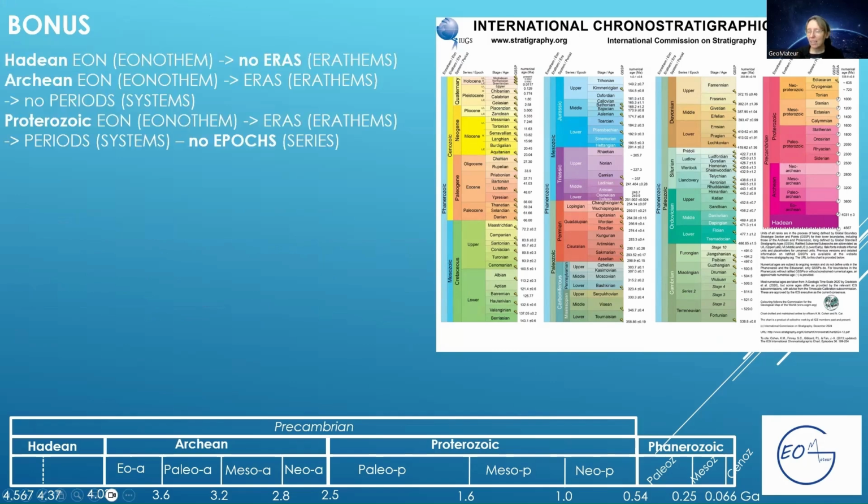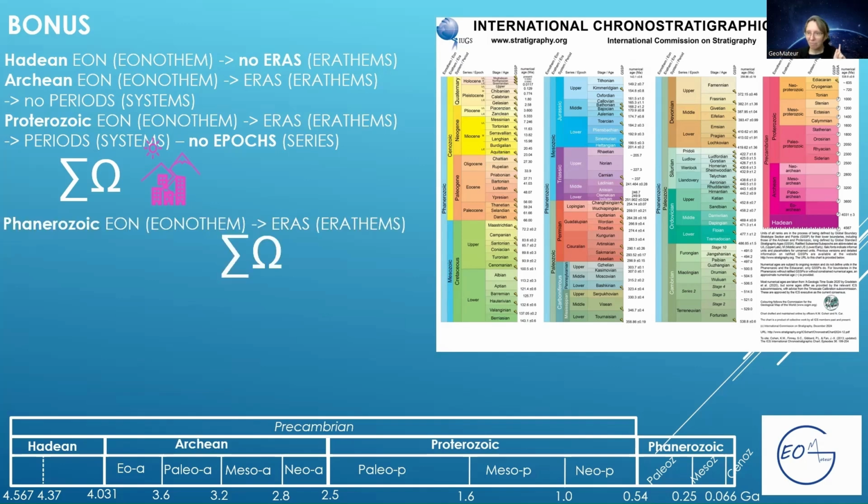We talked that Hadean, Eon or Eonothem, has no eras or erathems. Archean is divided into eras or erathems, but no periods or systems. Proterozoic is divided into eras or erathems, those into periods or systems, but no epochs or series. And the names come mostly from Greek, and one name comes from the name of a place. Remember? Jakarta.